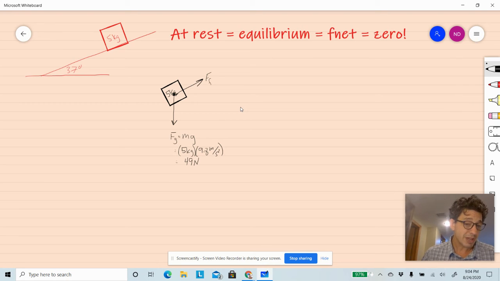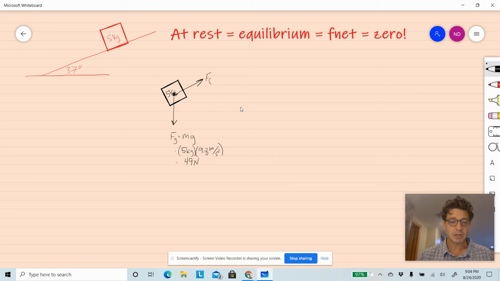Now, this thing's not falling to the center of the earth. If anything, it would be sliding down the ramp. It's not because it's really sticky. It must be a lot of friction there. But the ramp can't push straight up. The ramp can only push perpendicular to its surface. The normal force, by definition, is perpendicular to the surface. So the normal force, let's see if I can draw, is this way. That's your normal force.